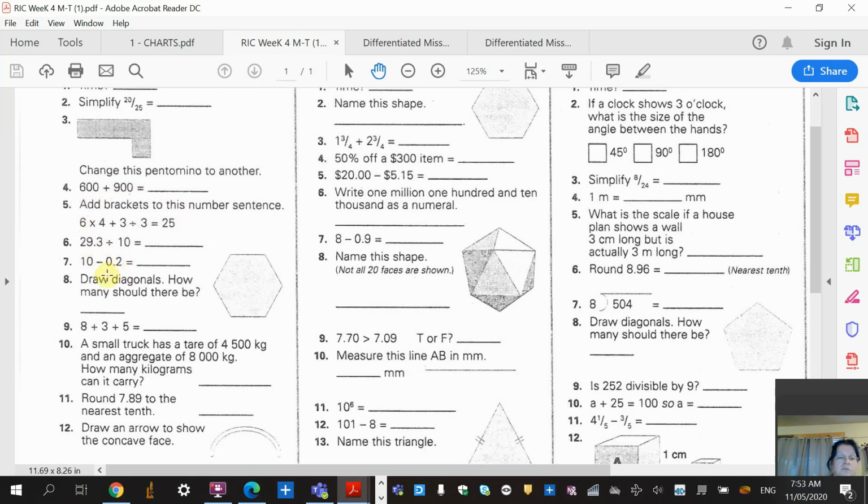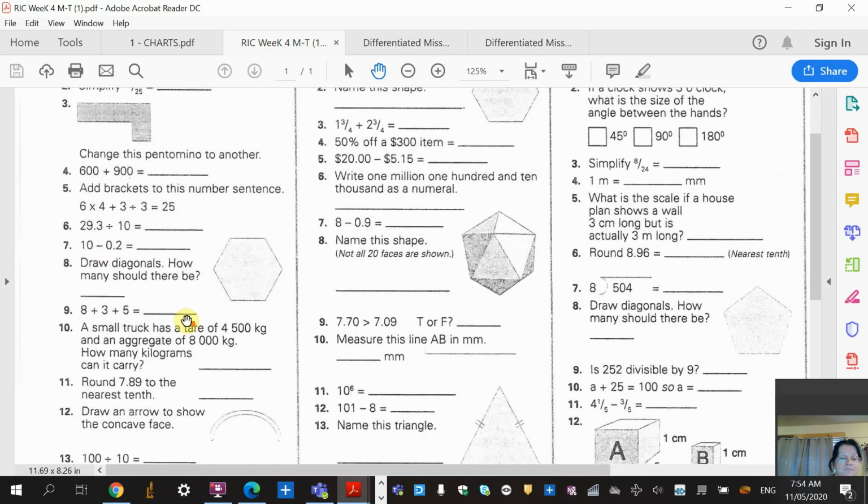10 take away 0.2, we make that 10.0. As soon as we take 0.2 away from a whole number, it becomes one whole number less. So that's 9. Then we're taking 2 away from the whole after the decimal. So 9 point, what's that going to be? If we have tenths and we take 2 away, 8. So it's 9.8. How many diagonals? I'll let you figure that one out.